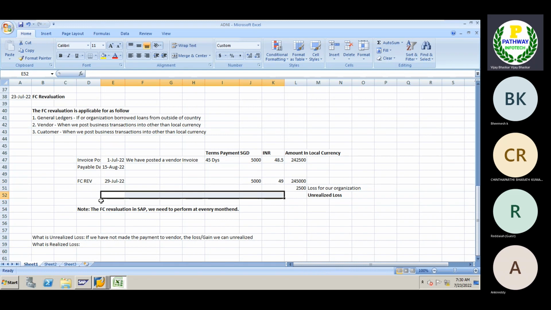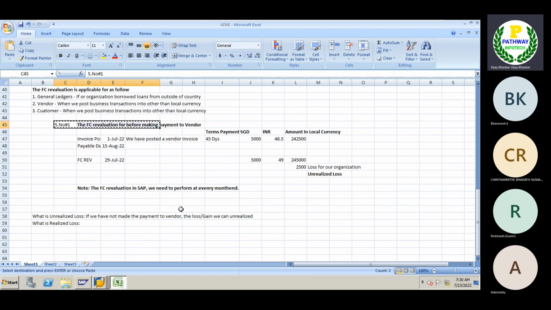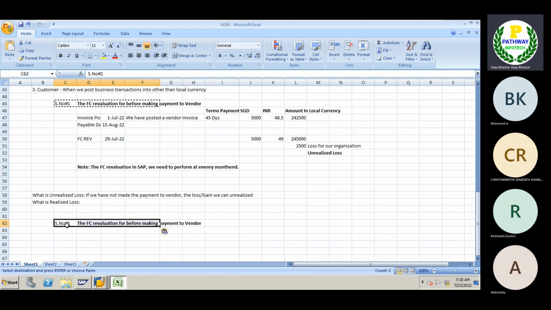Okay, we'll take the scenario. This is the scenario for the FC revaluation before making payment to the vendor, means we have not made the payment. This is scenario number one. This is also important. Then let us take one more, the second scenario, and I will take the same example.